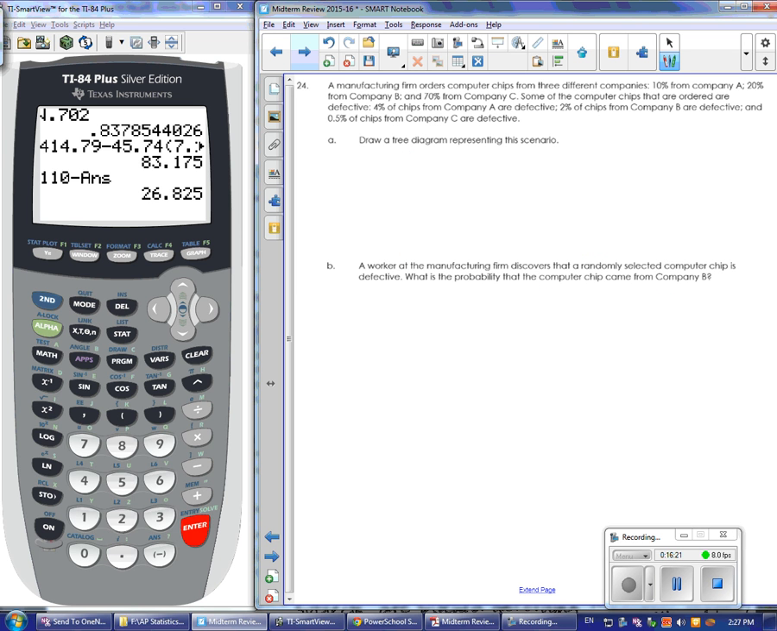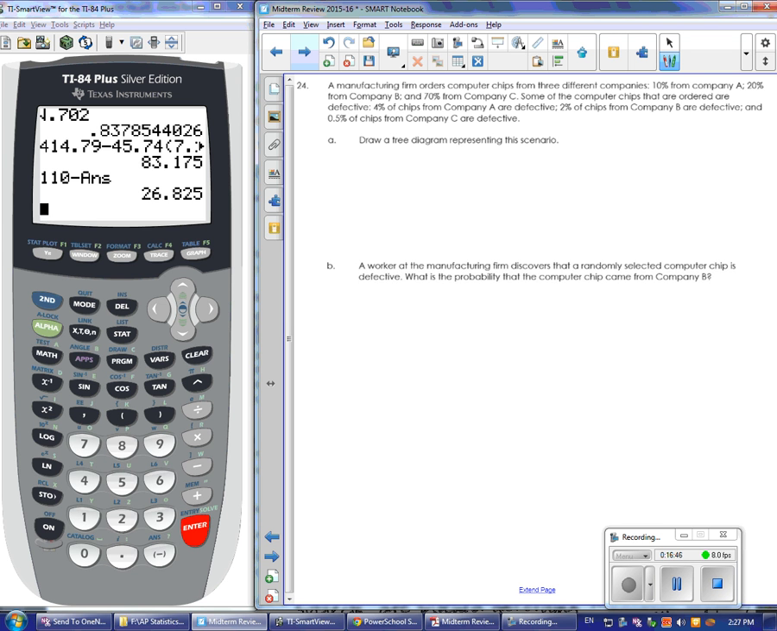Okay, number 24, it says a manufacturing firm orders computer chips from 3 different companies. 10% come from company A, 20% from company B, and 70% from company C. Some of the computer chips that are ordered are defective. 4% of the chips from company A are defective, 2% from company B, and 0.5% of chips from company C are defective. You're asked to draw a tree diagram.